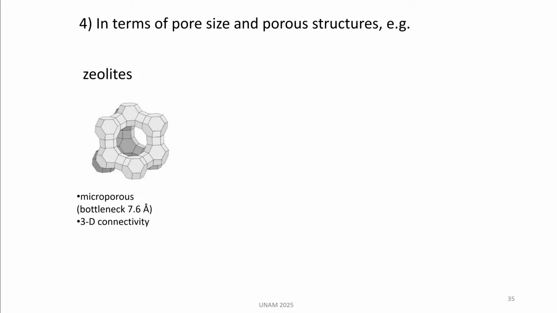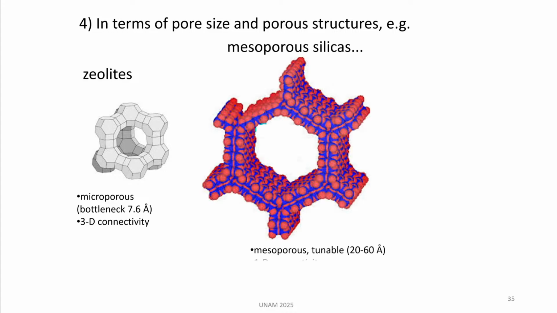Here you have bottlenecks between the large pores here in the middle. You have some bottlenecks or windows that have a size of 7.6 angstrom. That's called microporosity. And here you have the recently developed mesoporous silicas, in which you have mesoporosity. The size of the pores is about 10 times higher, now in the nanometer range.